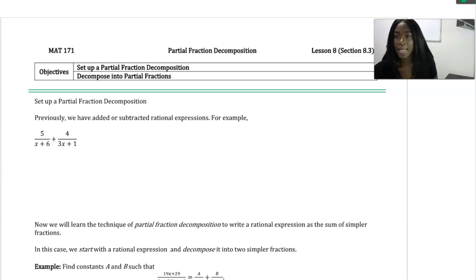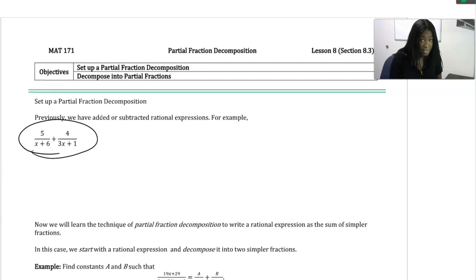So in this lesson, we're going to be talking about partial fraction decomposition. And the best way for me to explain what partial fraction decomposition is for us to take a stroll back to lesson 4, where we looked at examples where we added and subtracted rational functions. So all I mean by that is we looked at examples like this, where you had to find a common denominator and add these things together.